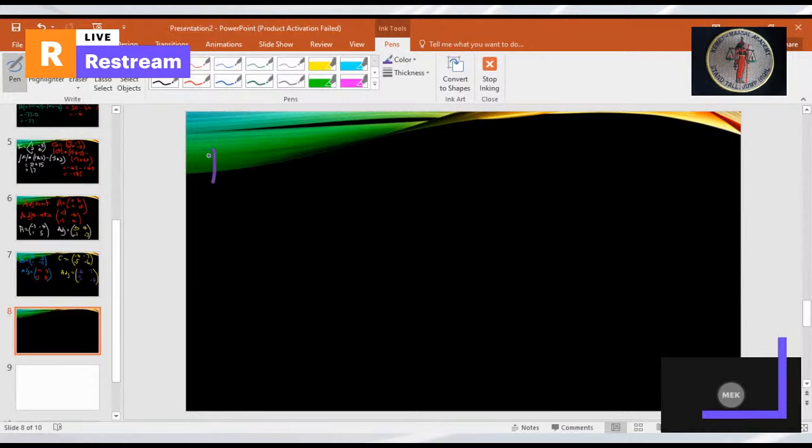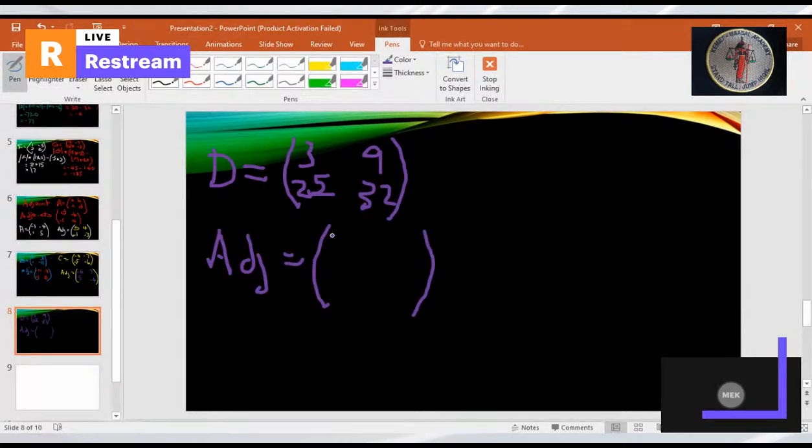Everything positive. 3, 9, 20, 32. The adjoint of this matrix would be, so we'll switch D and A. So this becomes 32, becomes 3. And C, we're going to change the sign, not switching them, just changing the sign. So that becomes -9, and this becomes -25.